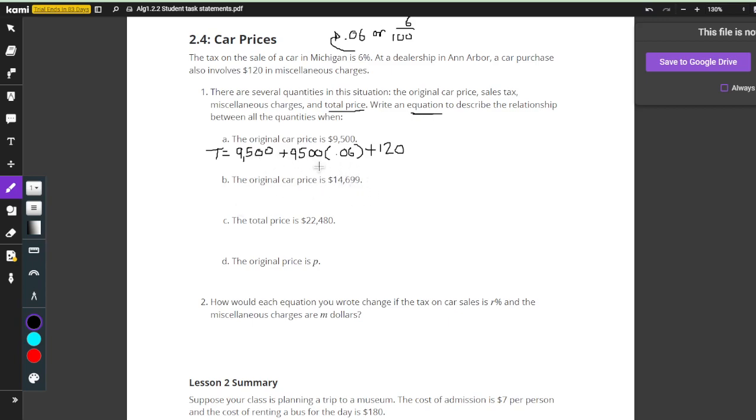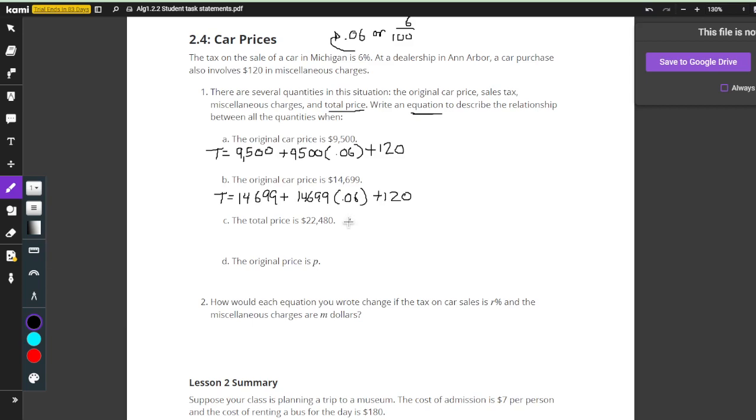Instead, my original price is going to be $14,699. So in this case, we know our total price is going to be $14,699 plus what? Again, $14,699 times 0.06, and then add that to 120. Okay? The next one. Total price is $22,488. Well, we are changing it, so we have to change our original price.